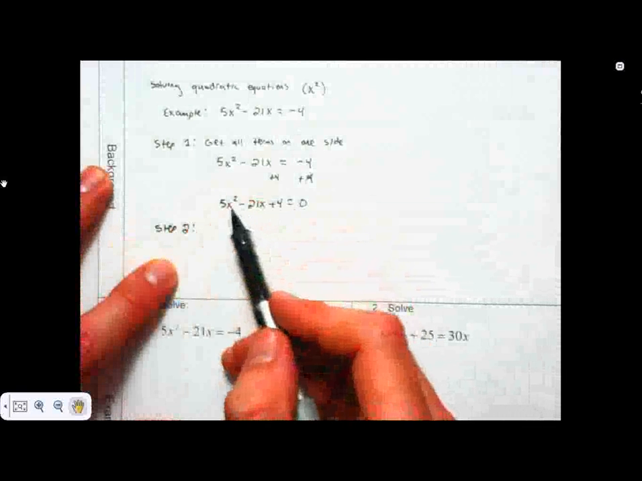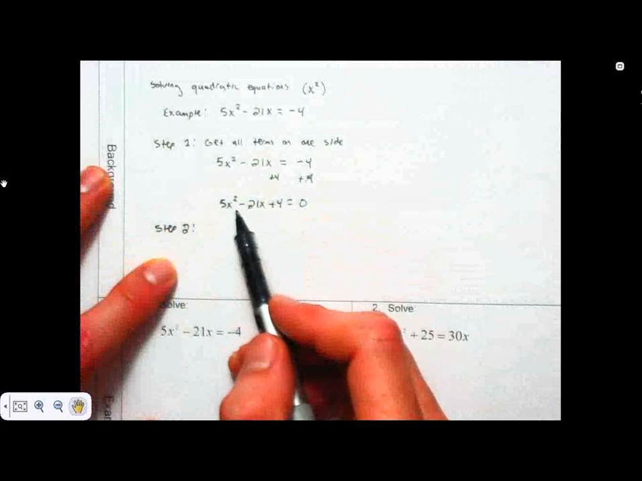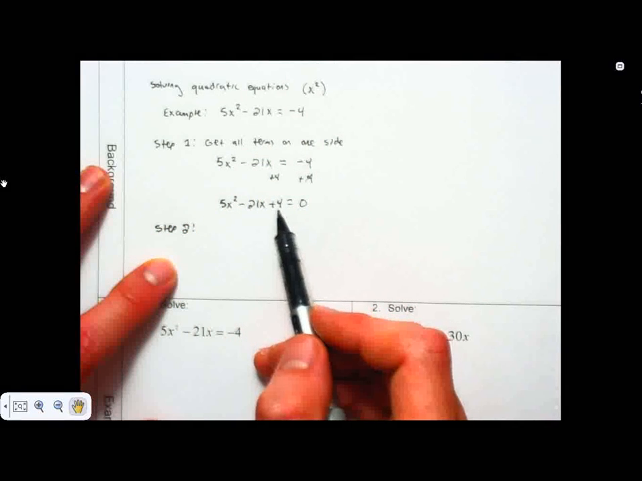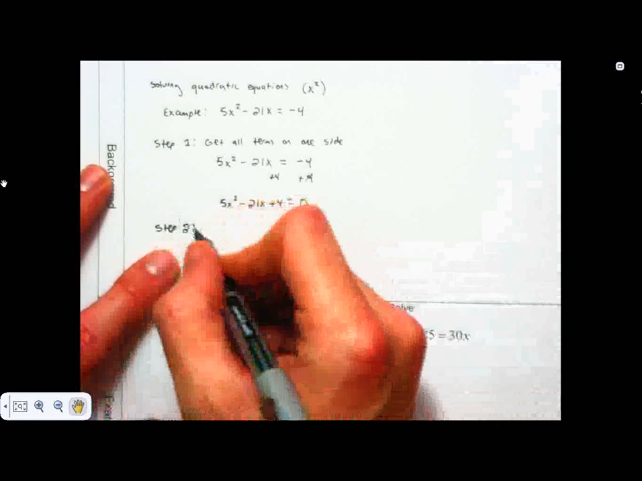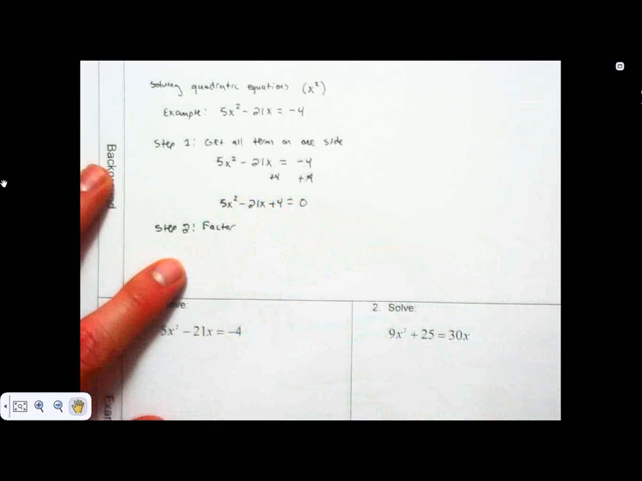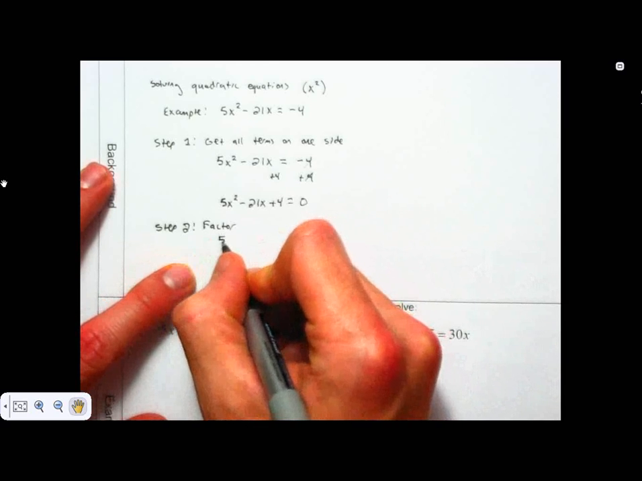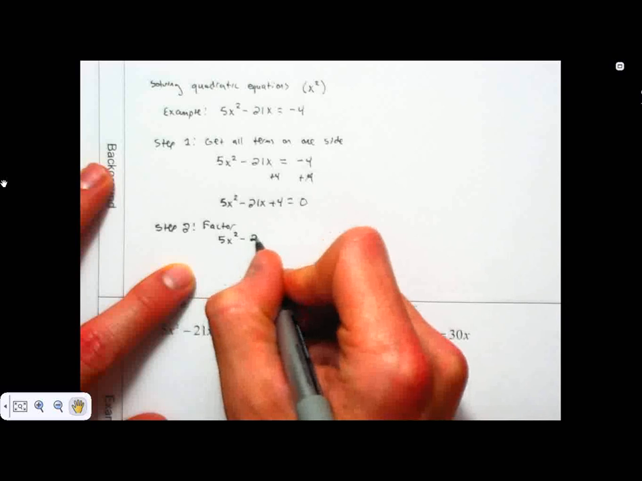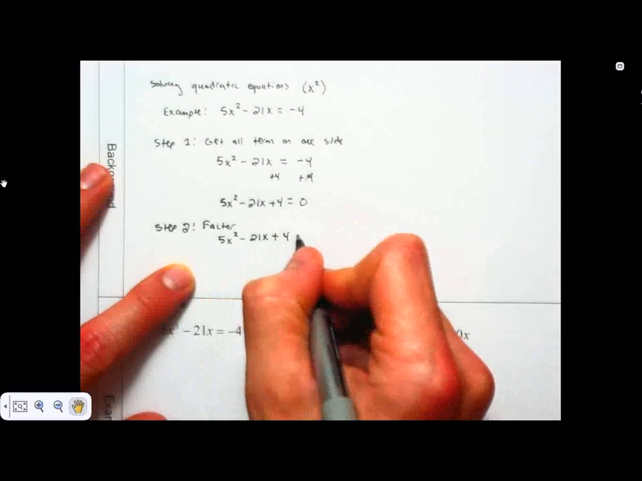Step 2, well, notice what I'm left with on the left-hand side. I'm left with an expression of 3 terms, an x squared, an x, and just a plain old number. That looks really juicy for factoring. So I'm going to factor for step 2. And if you haven't watched the videos on factoring a trinomial, go back and watch those because I'm going to be using that knowledge to do this. So we've got 5x squared minus 21x plus 4 equals 0.